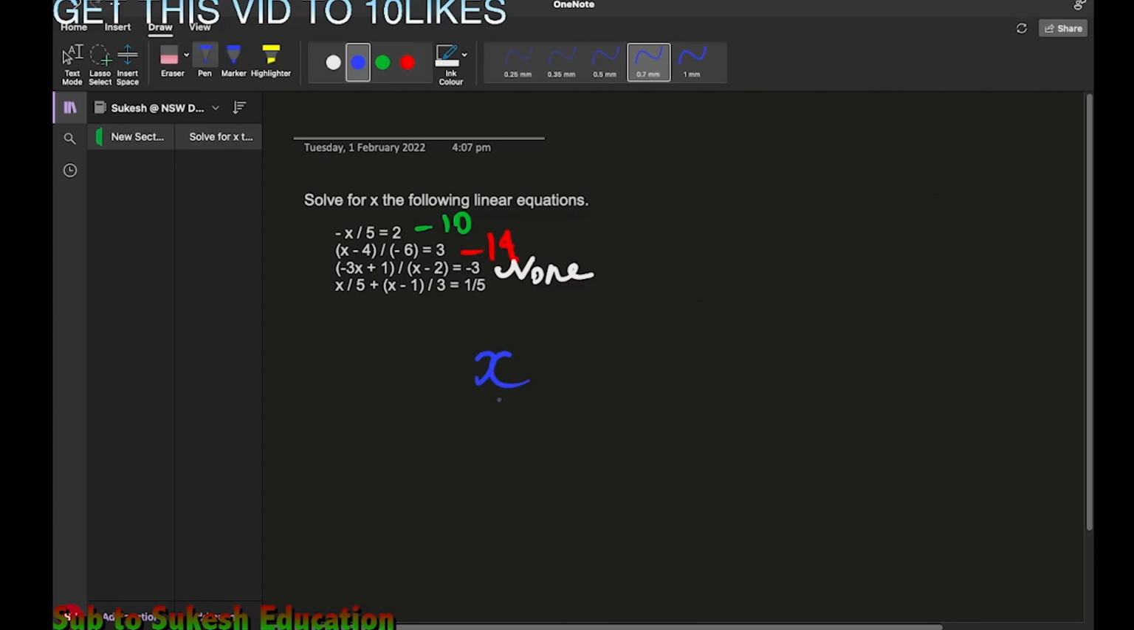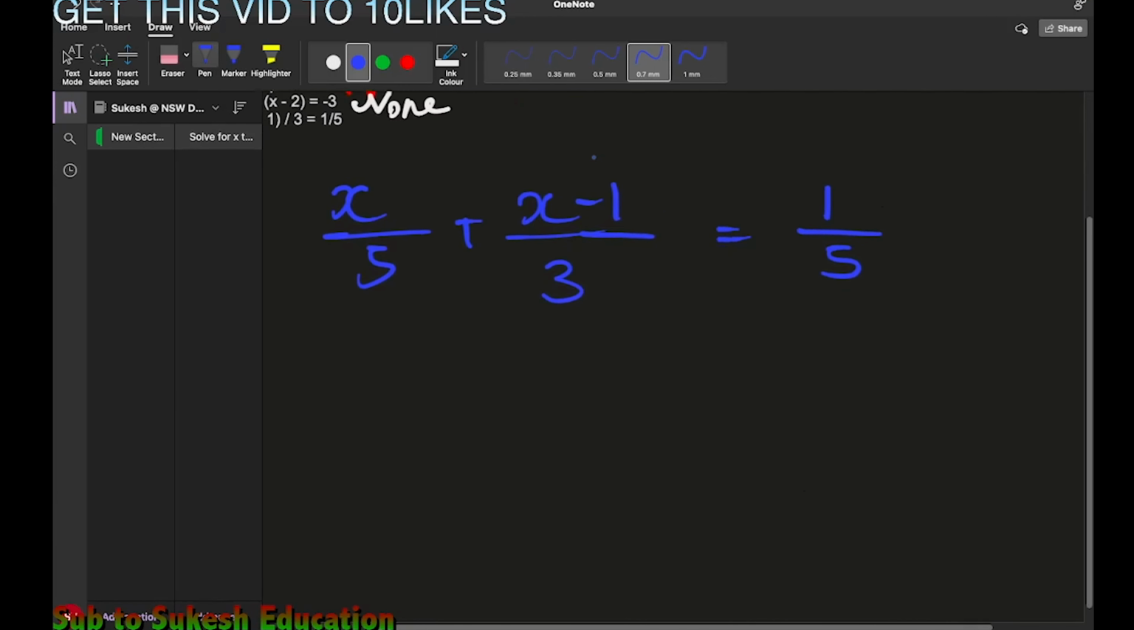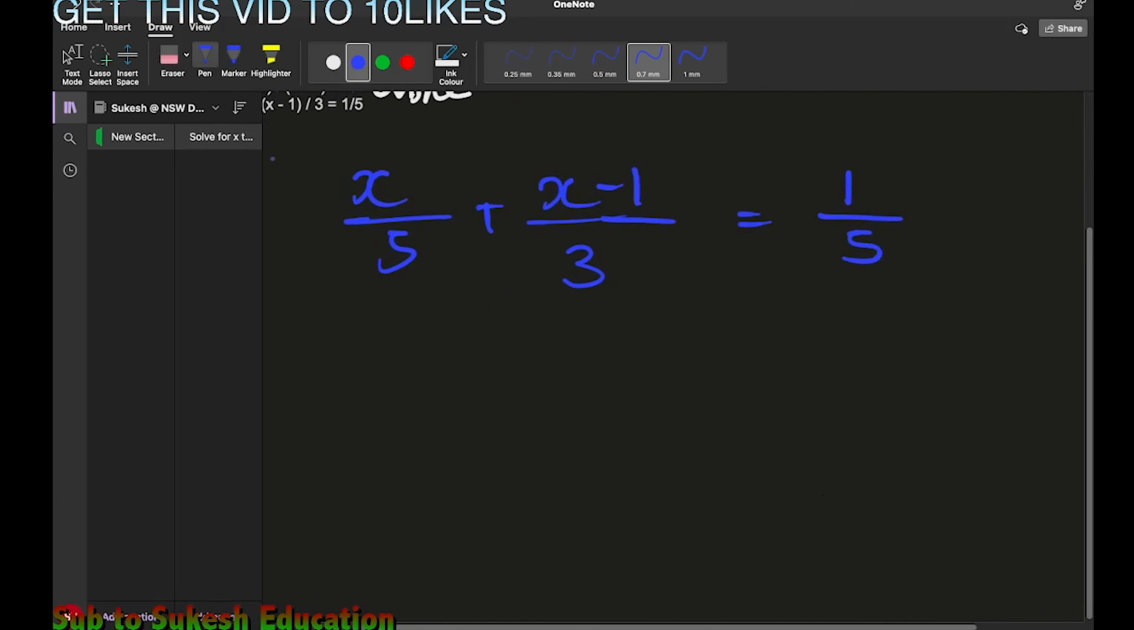And for the final question, lucky last, let's write it in the expanded form. So x over 5 plus x minus 1 over 3 is equal to 1 over 5. Okay, guys, so just by looking at this format, you know that it's a division style question. So what do we need to do? Find a common denominator so we can add, right?